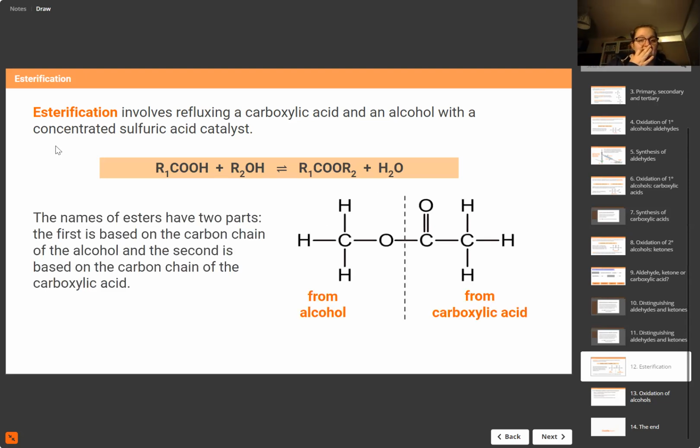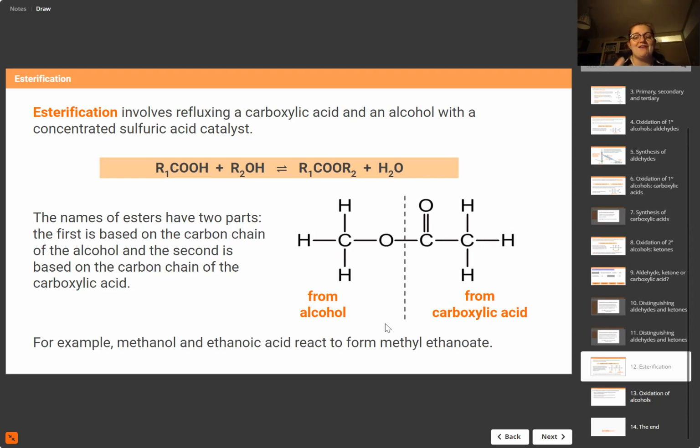When we go to name esters, we will spend a lot of time looking at esters. We'll have a whole session looking at esters. The names of esters have two parts. The first is based on the carbon chain of the alcohol, and the second is based on the carbon chain of the carboxylic acid, because they are basically the joining of a carboxylic acid and an alcohol. So this part of the name would come from the alcohol, and this part of the name would come from the carboxylic acid. For example, if we reacted methanol and ethanoic acid together, we would form methyl ethanoate. But we will look at that in a bit more detail another time.